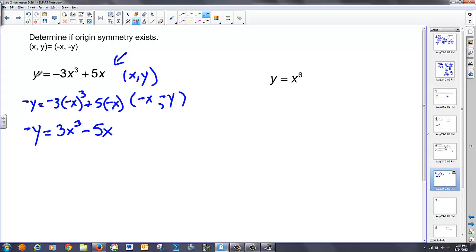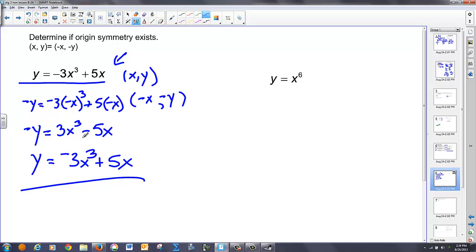And now I want to get y to have a coefficient of positive 1 in front of it. So I'm going to divide everything by a negative. y equals negative 3x cubed plus 5x. And I want to now compare this equation with the original. And I notice they're the exact same. Therefore, we have origin symmetry.